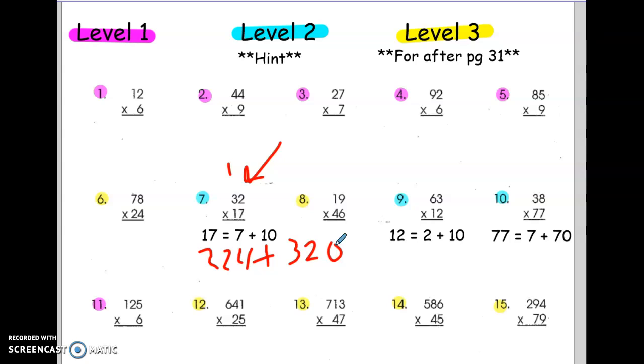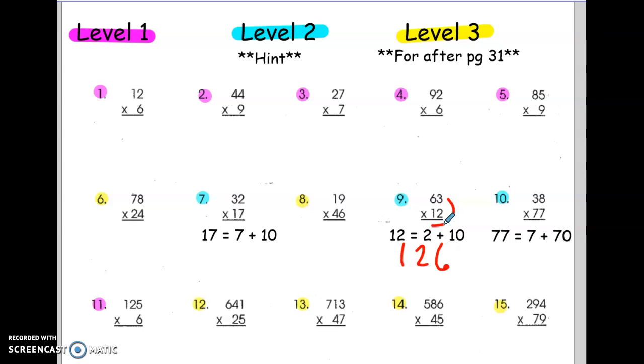I'm wondering if you can apply that situation to number 9. Remember, if you need to pause the video to work, please do that. Don't feel rushed. Okay, let's look at number 9. 63 times 12. Well, 63 times 2 is where we start. 2 times 3 is 6. 2 times 6 is 12. 126.